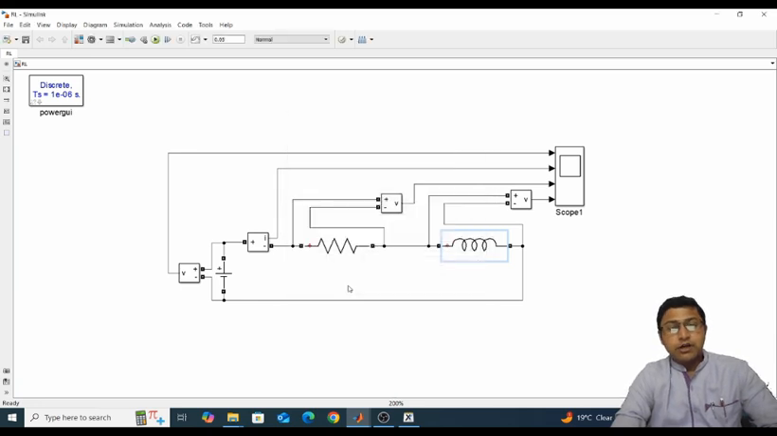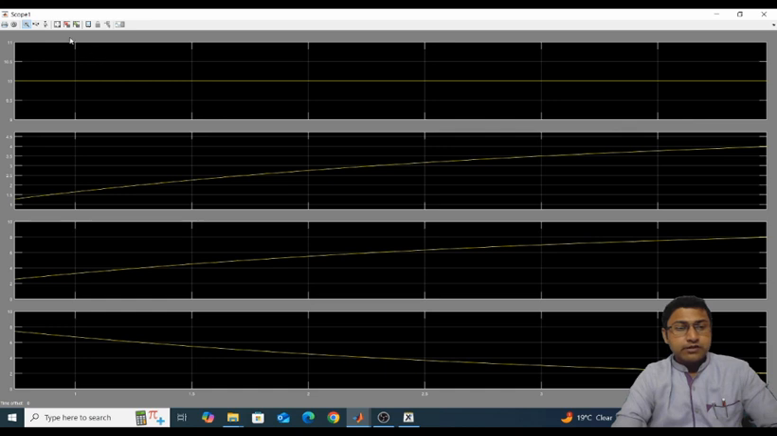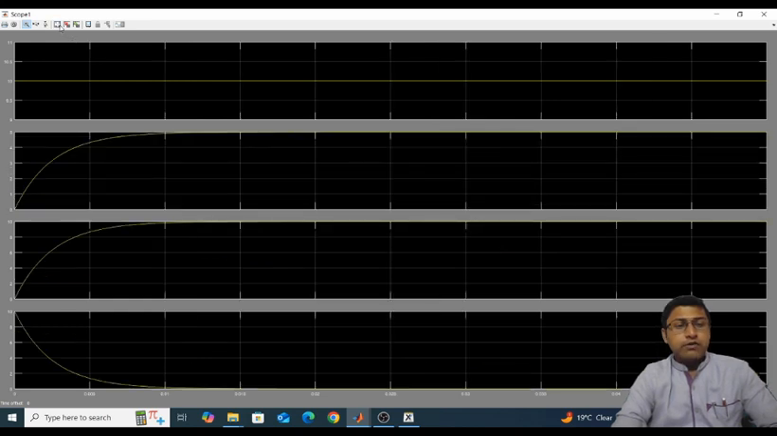Now if I run the simulation, in the scope we can measure the various parameters. The first one is the DC voltage, the second one is the source current, the third one is the voltage across resistance, and the last one is the voltage across inductance. Now I run the simulation and check the waveform properly. This is the simulation waveform. The first one is the DC voltage, which is the steady state value of 10 volt.